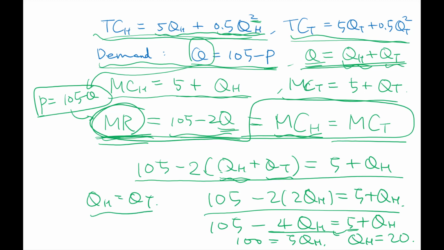And as we know, QT, the company there, will also produce the same output. So each company produces 20 units of output. So the total amount of output to this market will be the sum of these two, which is a total of 40 units of output.